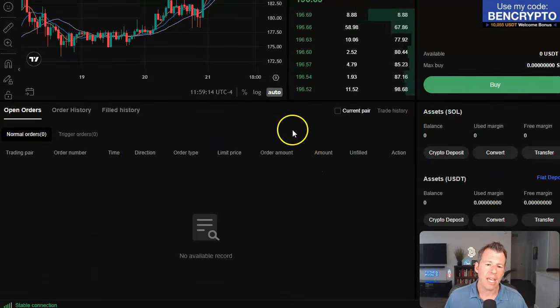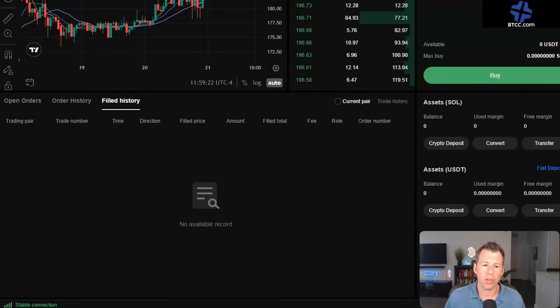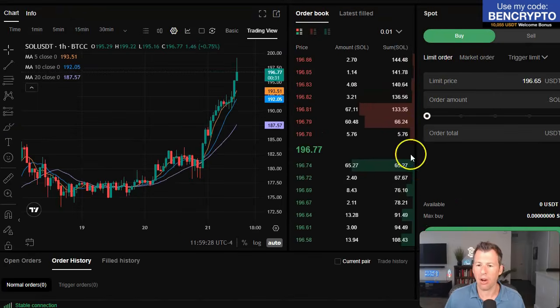Here is the order book. And then down here is open orders. This would show any limit orders I have that haven't been filled yet. Then once those limit orders get filled, it will show up in the filled history. And then order history, that is just all my buys and sells that have already been closed, been filled, whatever you want to call it, right here.